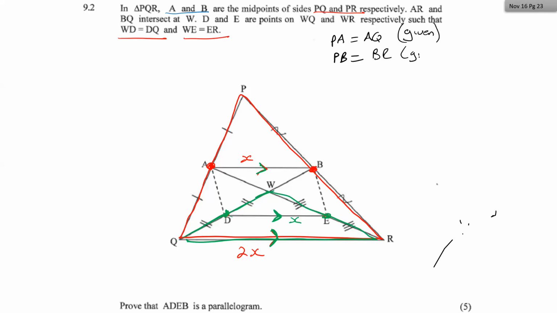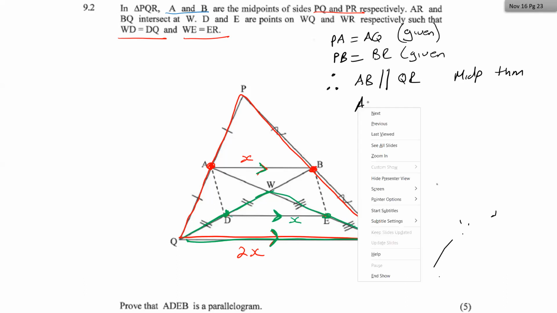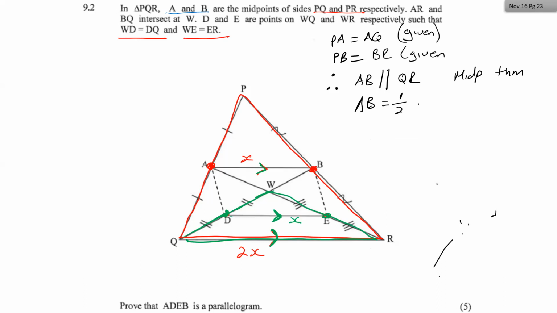And also that was given. Therefore, we're now using the midpoint theorem. We can make a statement that AB is parallel to QR. And we're using what we call the midpoint theorem. We can also conclude that AB is equal to half QR. So that's our first part.